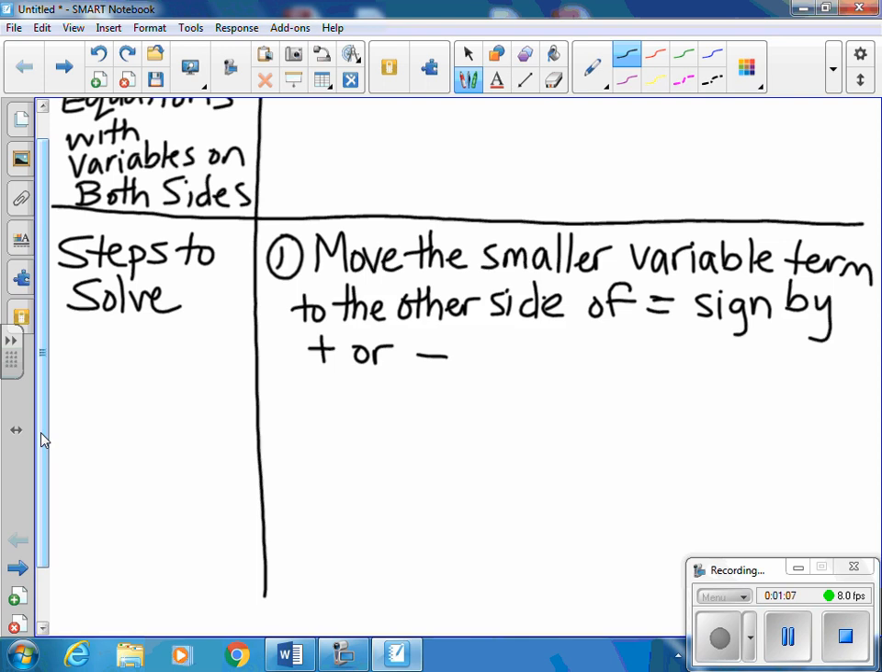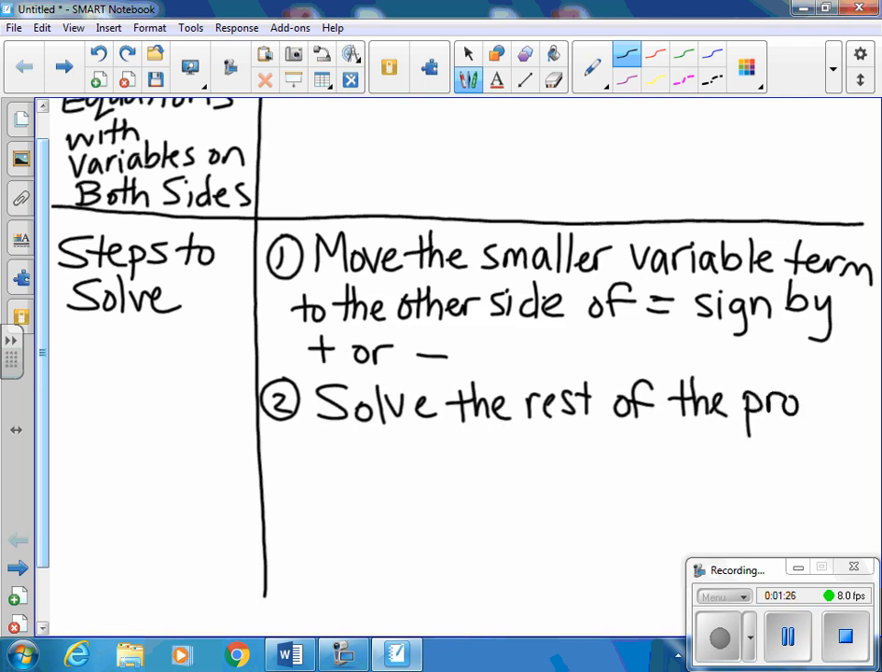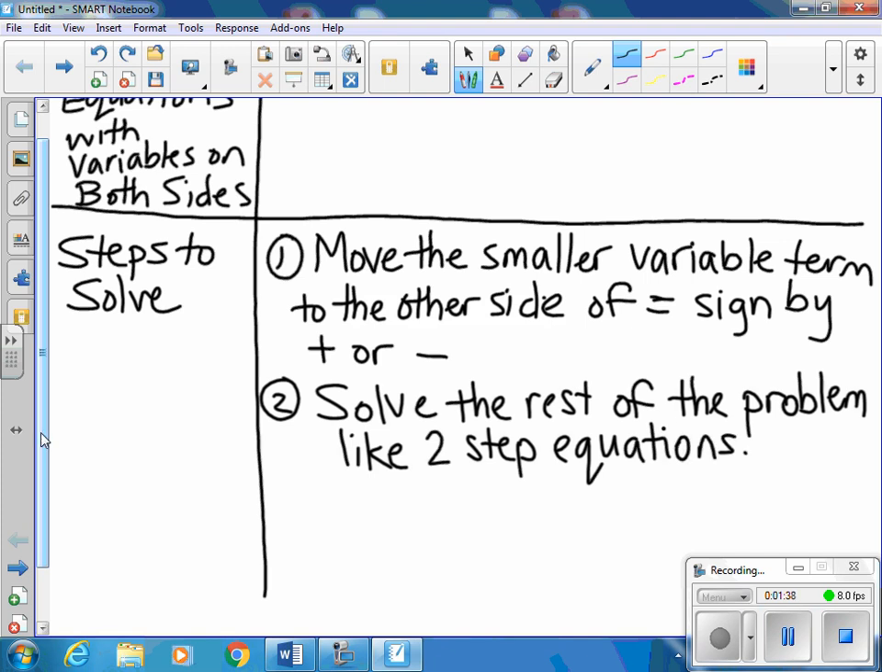Okay. After you've done that, you should have the variable on one side of the equal sign, and it now sets you up for a two-step problem. So instead of specifically listing all the steps, I'm just going to say at this point that you're going to solve the rest of the problem like two-step equations. Every now and then you will get to the point where all you have left is a one-step equation, but it's not as popular, so most of the time you'll end up with the two-step.